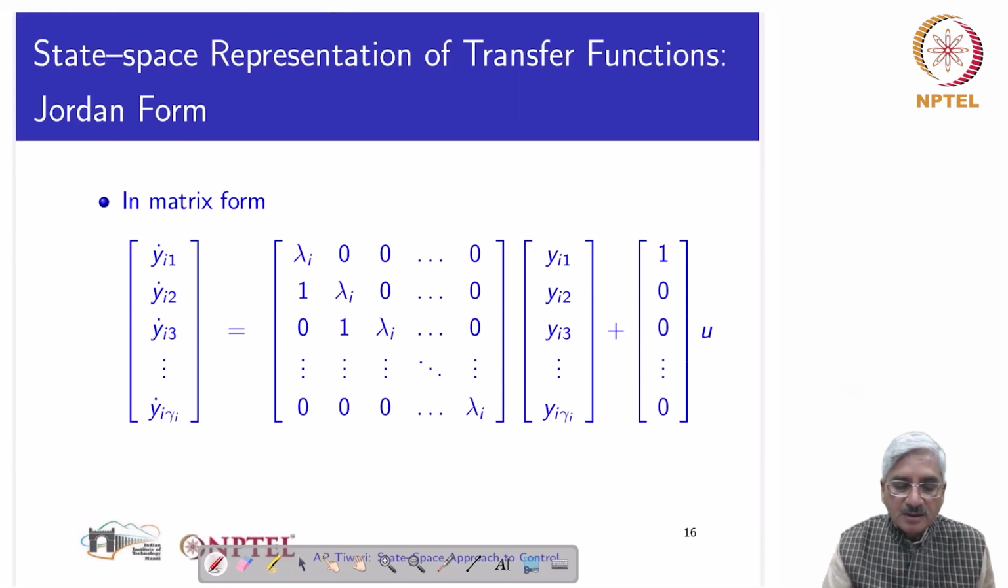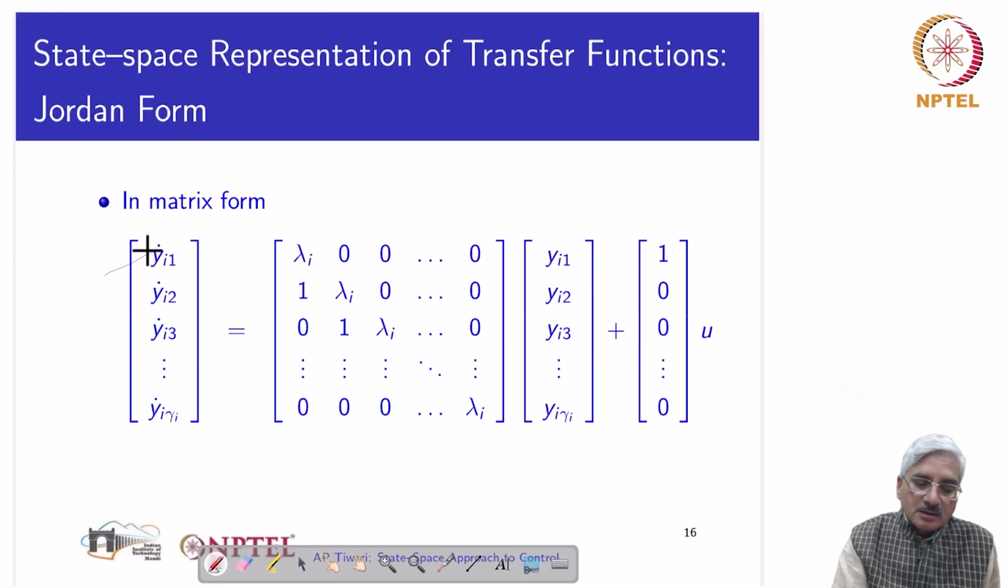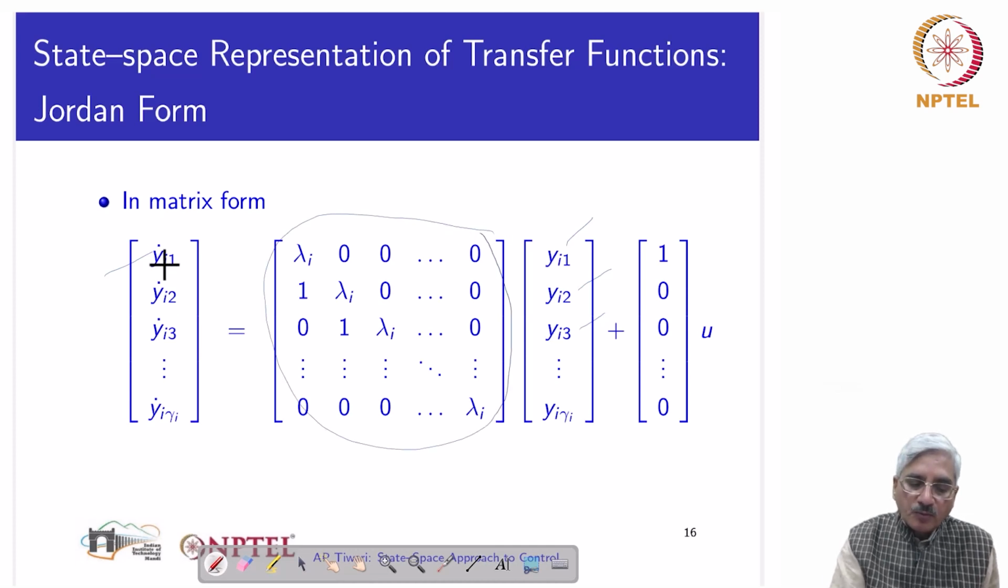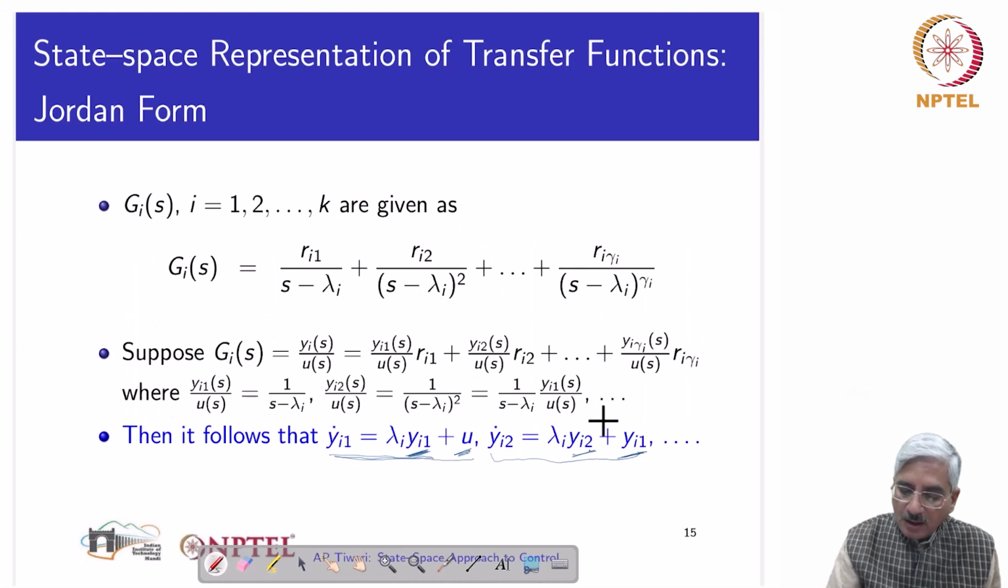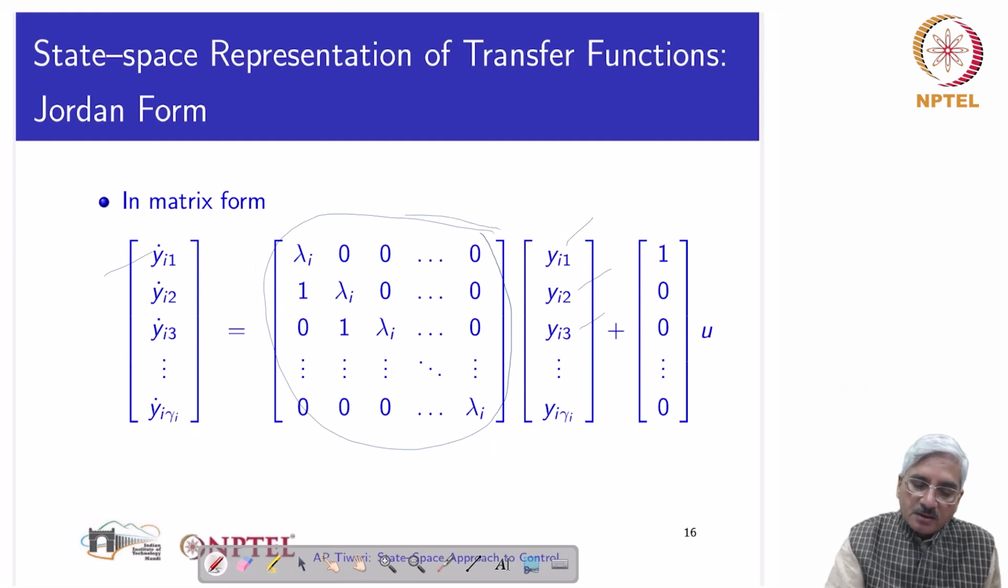We identify them as states. So yi1 is taken as state x1, this is x2, this is x3, etc. So we have corresponding x1 dot, x2 dot, etc., and it is represented in this form. x1 dot, that is yi1 dot, is lambda I yi1 plus u. yi2 dot was yi1 plus lambda I yi2. This one I am trying to bring there, and so on. So this is the matrix representation.